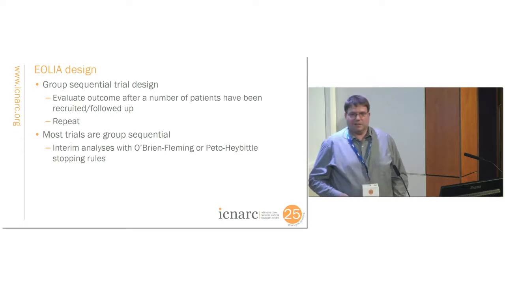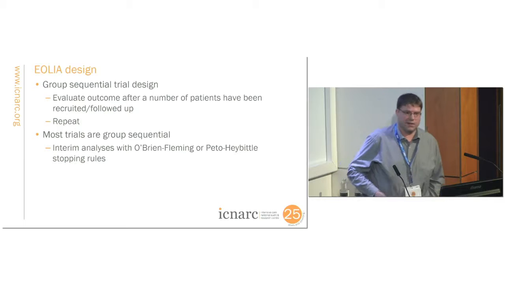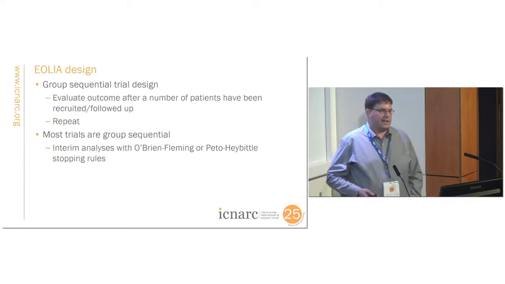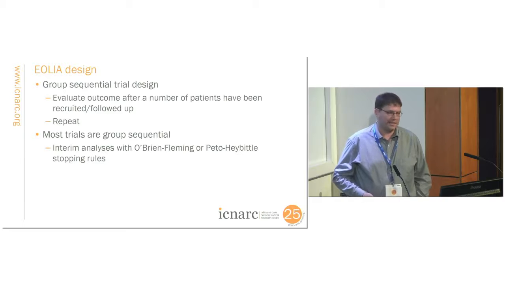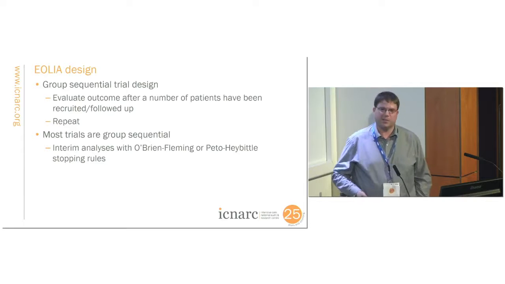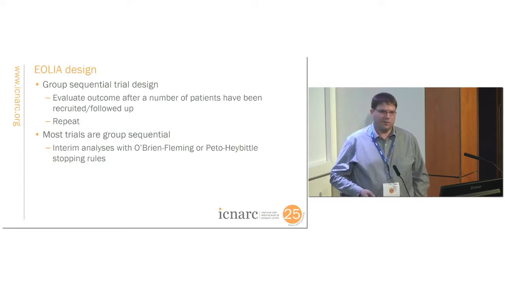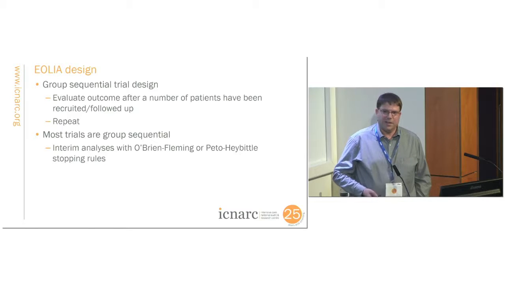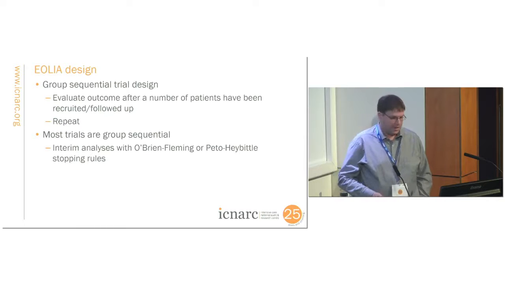We need to bear in mind here that group sequential trials are not actually a novel thing. In fact, most of our trials are really group sequential trials because any standard parallel groups trial which has pre-planned interim analyses is a group sequential design. We're used to seeing ones that have something like an O'Brien-Fleming or a Peto-Haybittle stopping rule. The difference here is that those rules are very strict. They will very rarely stop a trial early, and they'll only stop a trial when there is very strong evidence either that a treatment is effective or that it's harmful.